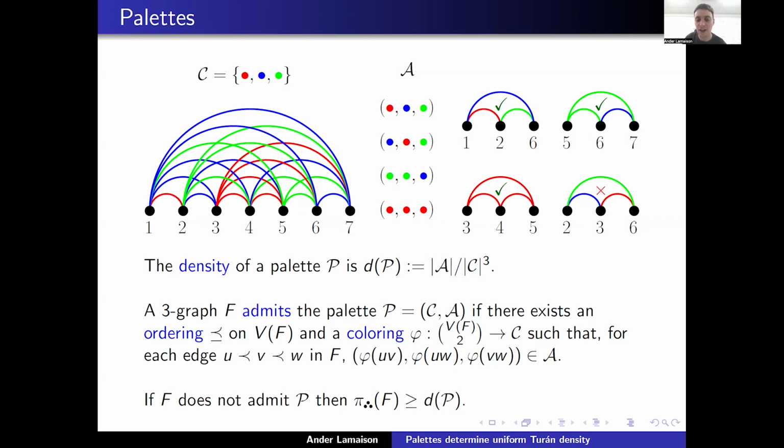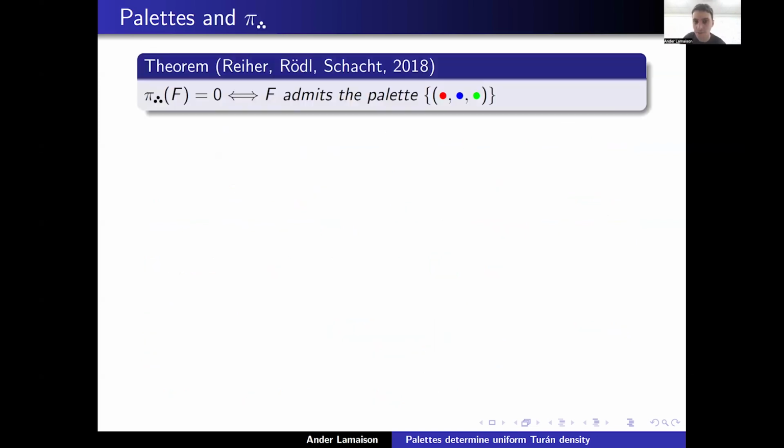Okay, I mentioned that there are other constructions, even some nicer ones. So why am I focusing on palettes? Why are they so important? Well, it turns out that for all the exact results that are known about uniform Turán density, the sharp lower bound constructions come from palettes. So for example, Reiher, Rödl, and Schacht characterized which hypergraphs have uniform Turán density 0, and it is precisely in terms of palettes, on whether they admit the palette with just 3 colors and 1 triple.